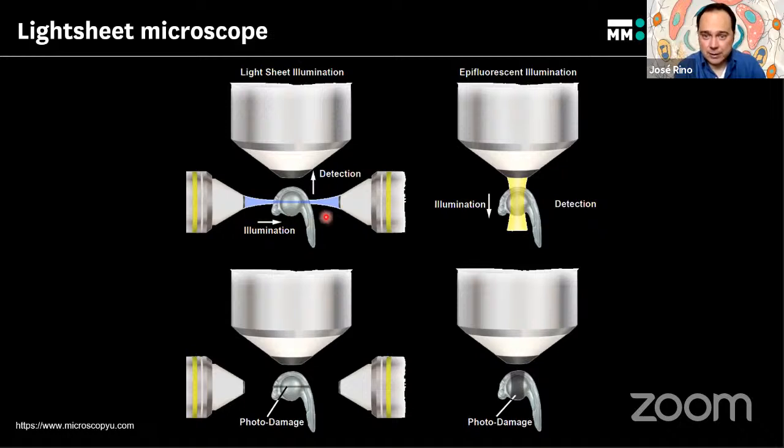An added advantage is that we also don't photobleach the planes above and below the plane that we are imaging, because we are not exciting them.